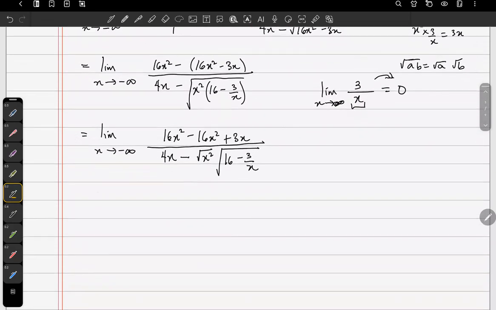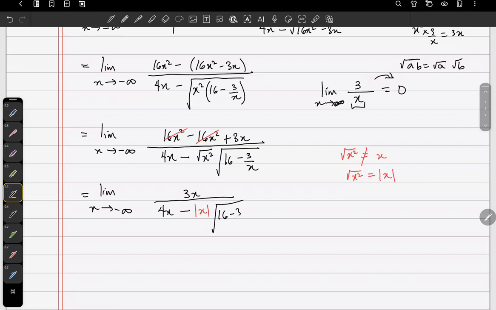Okay, good. So this is equal to the limit as x goes to negative infinity. 16x squared will cancel out 16x squared, and we'll be left with 3x over 4x minus, here is where it gets interesting, the square root of x squared is not just x. The square root of x squared is equal to the absolute value of x. I said this in the last video. So we have this absolute value of x times the square root of 16 minus 3 over x.